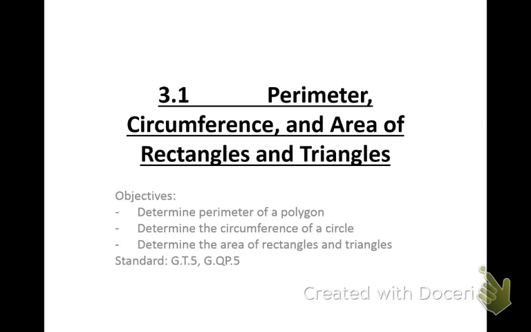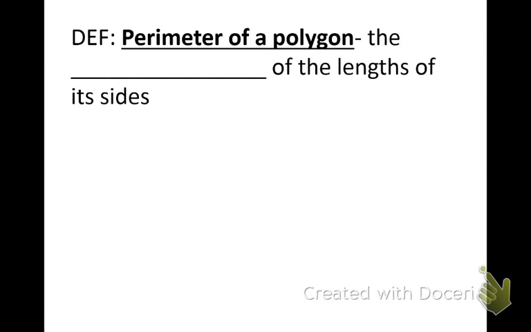We're on section 3.1, perimeter, circumference, and area of triangles and rectangles. First definition, perimeter of a polygon. The perimeter of a polygon is the sum of the lengths of its sides.